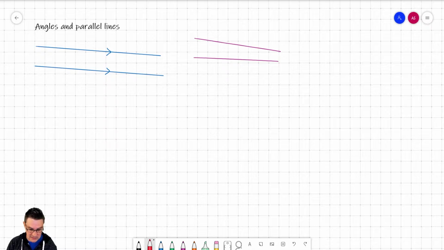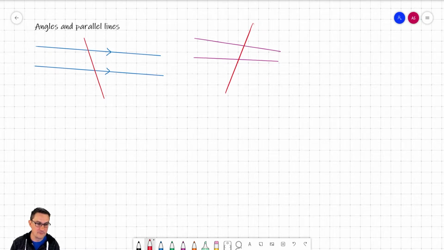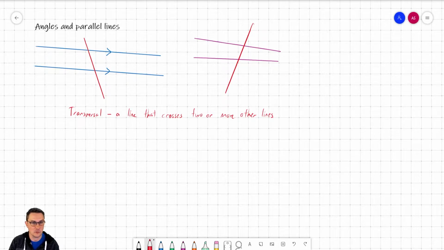Now, what I want to do is analyze where we have this special line that crosses two or more lines. So in this case of the parallel lines, if I was to draw this red line here, and even in the other ones, this red line over here, this red line is what is called a transversal. So the transversal is a line that crosses two or more other lines. The idea of transverse means to cross or crossing. And so in this case, when it's crossing these other lines, it's called a transversal.